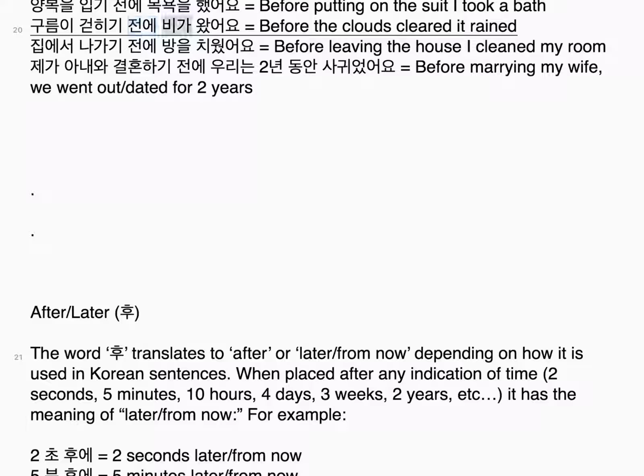구름이 걷히기 전에 비가 왔어요. Before the clouds cleared, it rained. 집에서 나가기 전에 방을 치웠어요. Before leaving the house, I cleaned my room. 제가 아내와 결혼하기 전에 우리는 2년 동안 사귀었어요. Before marrying my wife, we dated for 2 years. After, later.